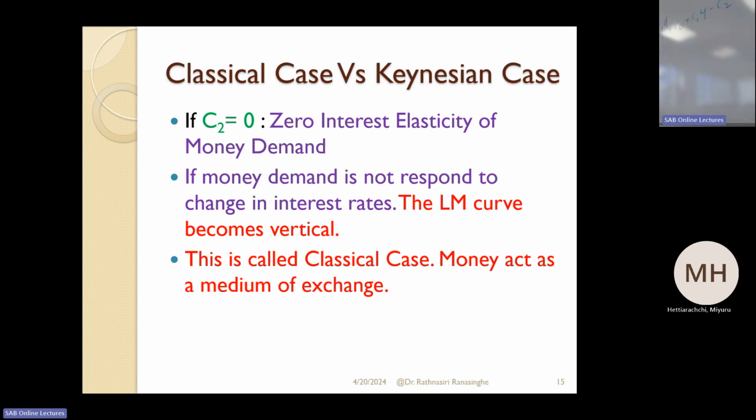Since you highlight the classical economics, we talk about the classical economics, but I will explain the details regarding these two arguments. Based on the interest elasticity of money demand, the extreme cases: now C2 is 0, so that means 0 interest elasticity of money demand.